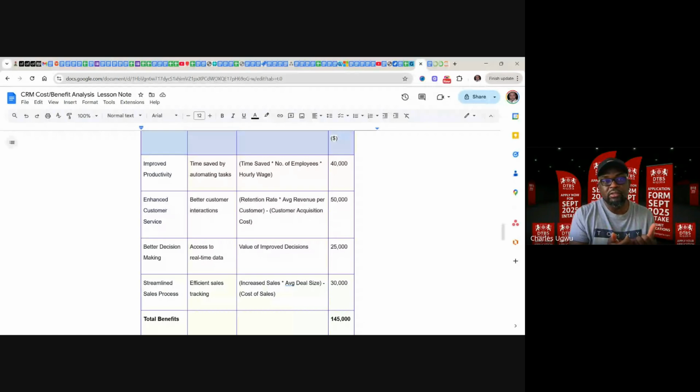tremendously, reducing error. In such areas, you find out that it cannot be monetized, improving the quality of data. You might not really be able to monetize it. So these are some of the areas that we might not be able to monetize in cost benefit analysis. But you can see the kind of value they are bringing. So that's it.